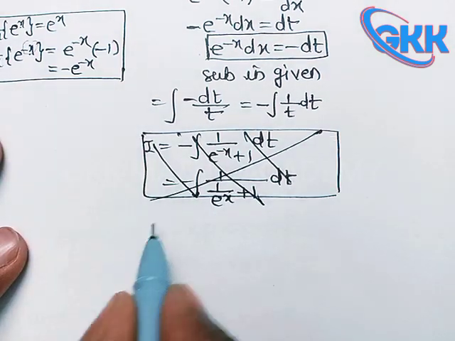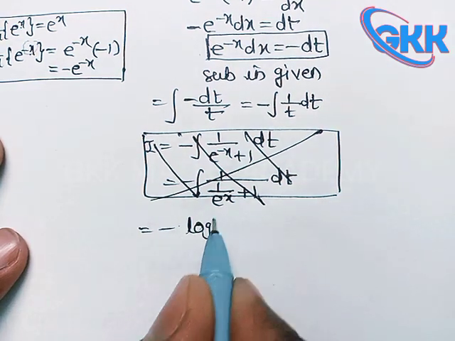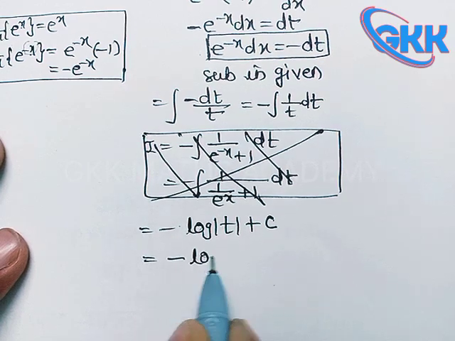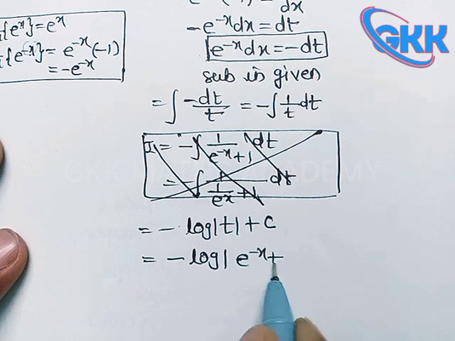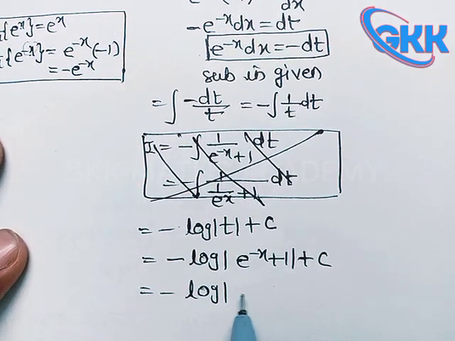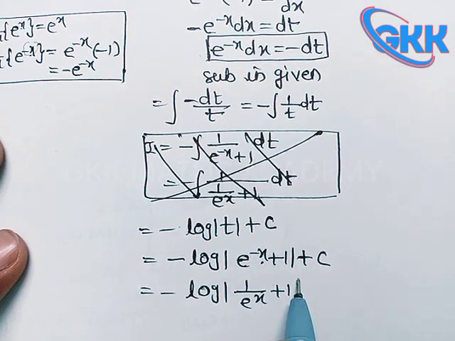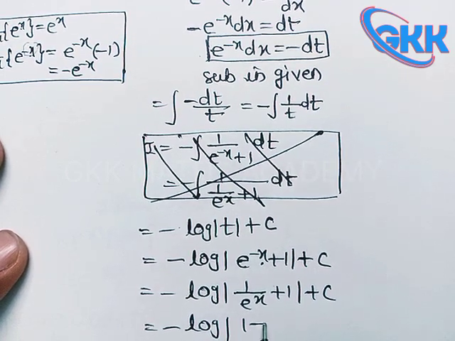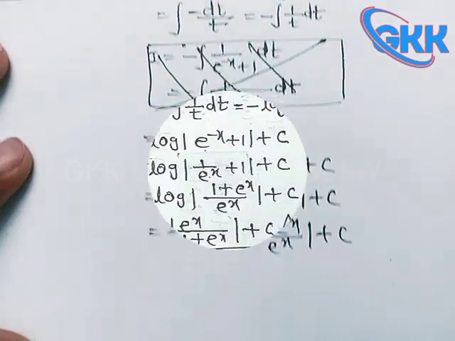Here the integral of 1 upon t dt gives log mod t plus c. So minus log mod t, value how much? e power minus x plus 1 plus c. So minus log mod e power minus x plus 1 can be written as 1 upon e power x plus 1 plus c. So here minus log mod LCM 1 plus e power x upon e power x plus 1 plus c.